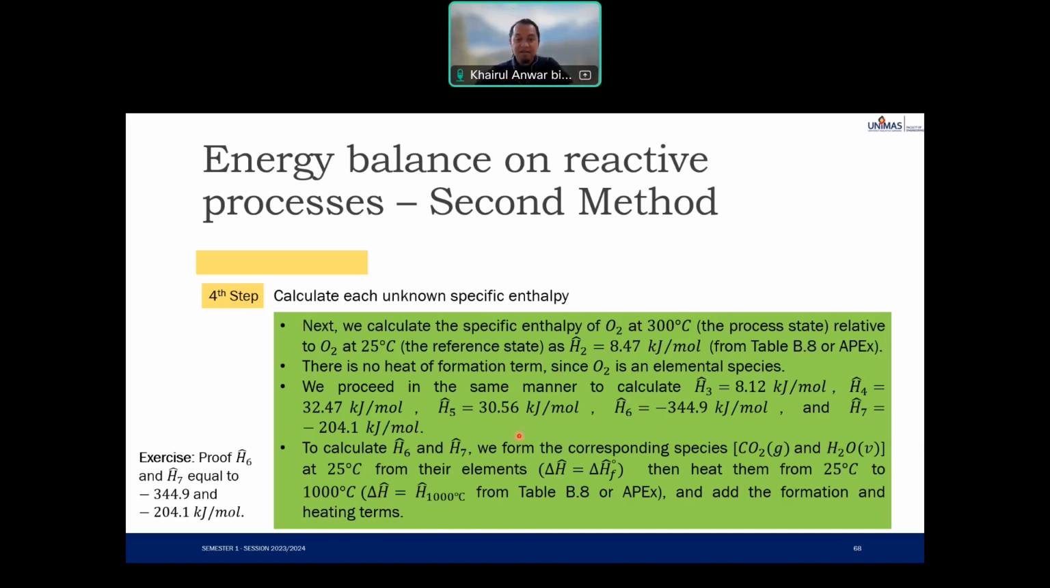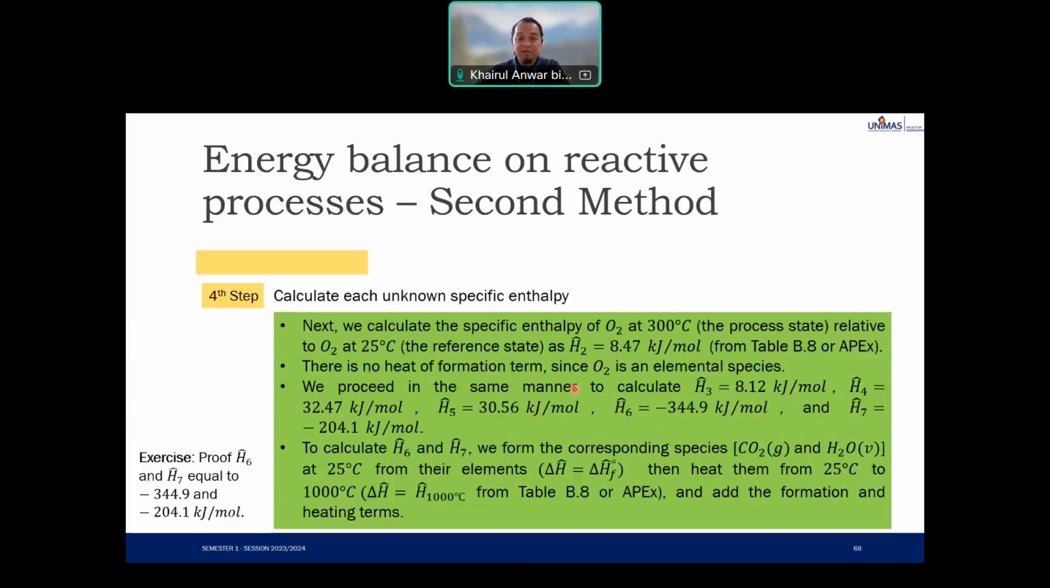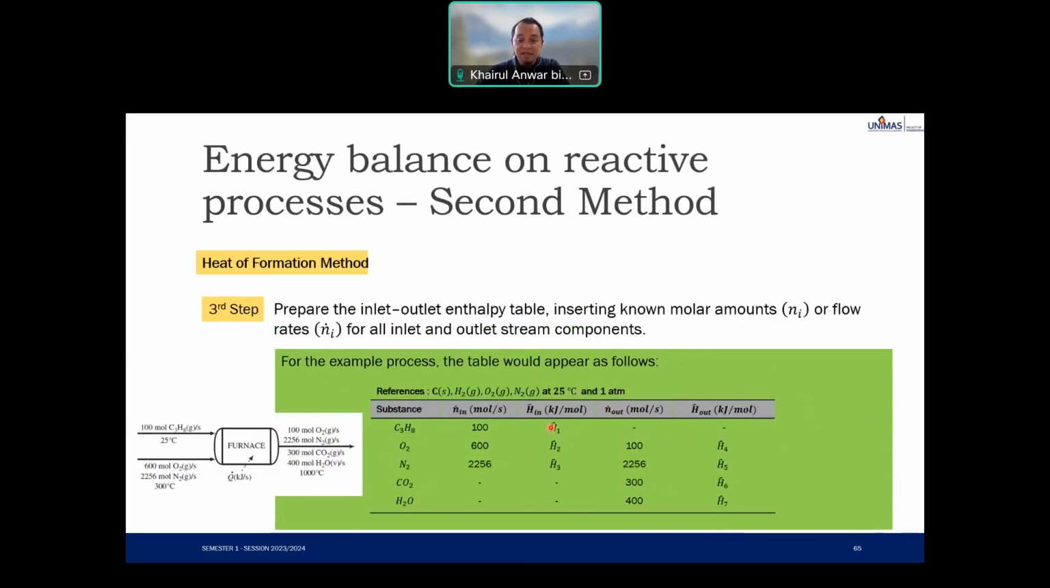I do the same for water. Okay, this is the delta H. Don't forget to multiply by n and H out. Where are n and H out? In this table. H is what you calculate. n is what you calculate from the mass balance, or given, depending.